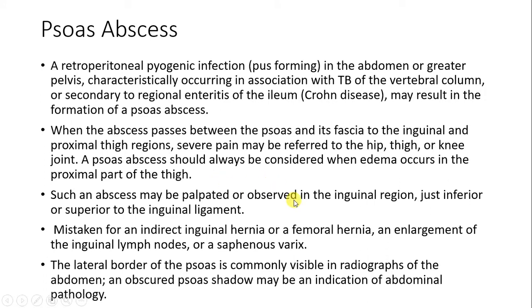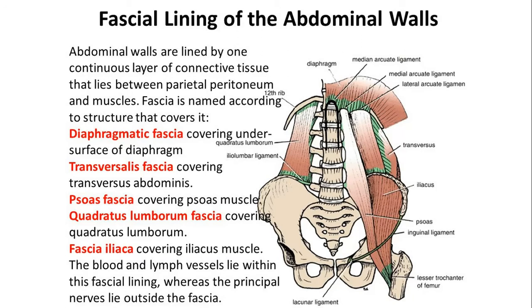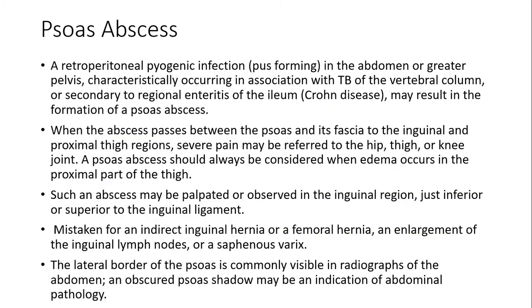And the abscess can come into the inguinal region, inferior or superior to the inguinal ligament, and it can be mistaken for an inguinal hernia or femoral hernia. Why? If you have seen the diagram below, then you will understand why. If it comes down below this inguinal ligament, it can resemble a femoral hernia or inguinal hernia. The swelling of the abscess can resemble it.